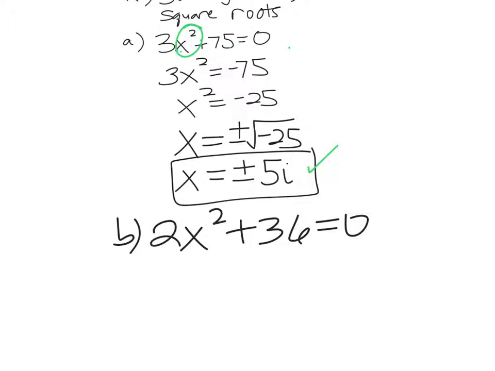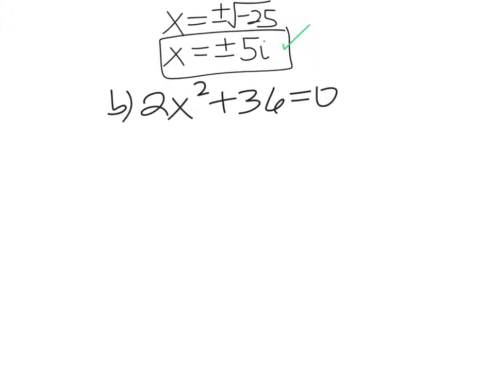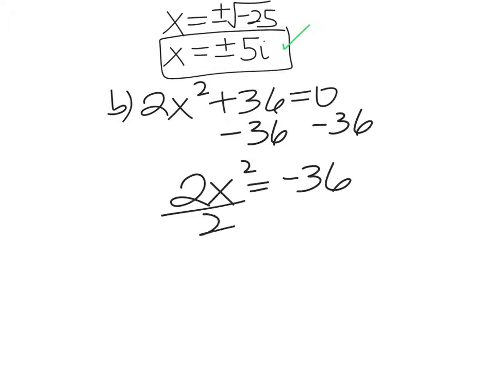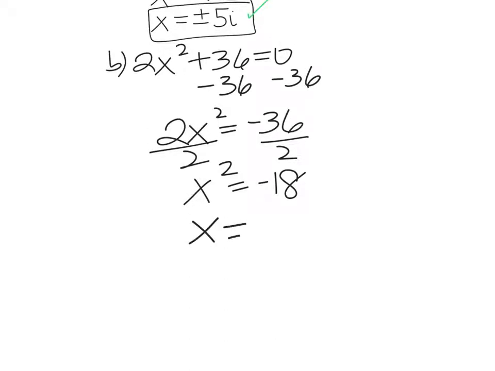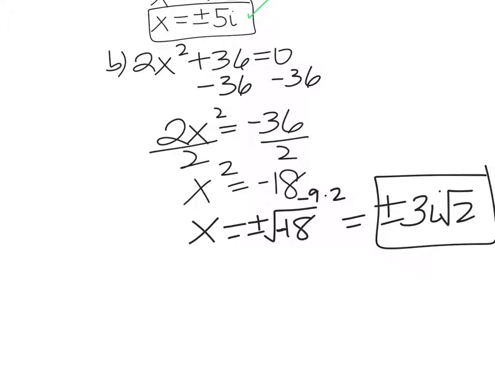If that negative's bothering you, don't let it. It's not that big a deal. You subtracted 36. You divide by 2. X squared equals negative 18. Take the plus and minus square root. But you cannot leave it like that. Two things you can't leave in radicals: you can't leave a negative symbol, and you can't leave any perfect squares. So negative 18 is negative 9 times 2. And what's the square root of negative 9? 3i rad 2. Those are your 2 solutions.